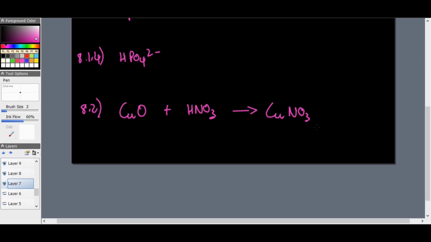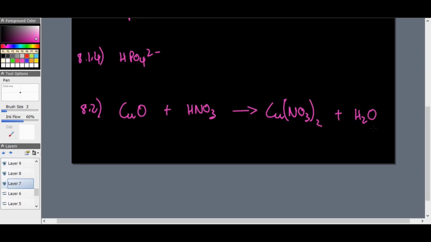Okay. Now we know nitrate is a -1 ion, and it said copper 2, so copper made 2 bonds, so that means it's going to be like this, and plus water. Okay, we're going to have that plus water.